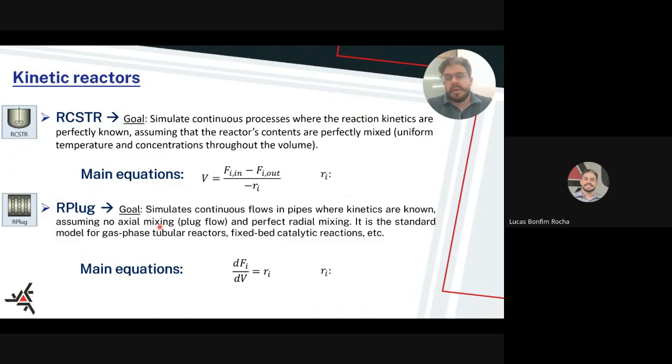So we have here some possibilities for simulating reactors in which we must know the kinetics expression for the compounds, and here it's a differential balance, and we are calculating the composition, the temperature, or the pressure at each point along the length of the reactor. So for simulating these reactors, which are maybe the most commonly used models, we must know the kinetics of our system, right?